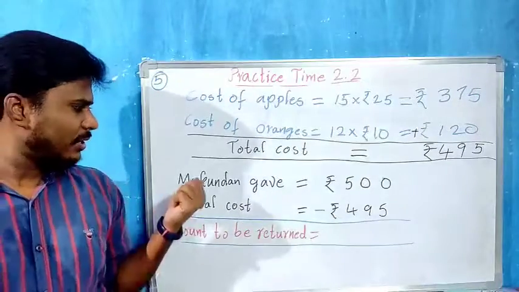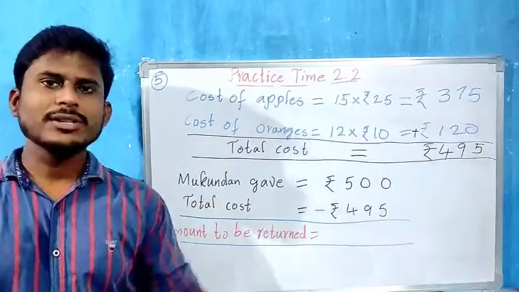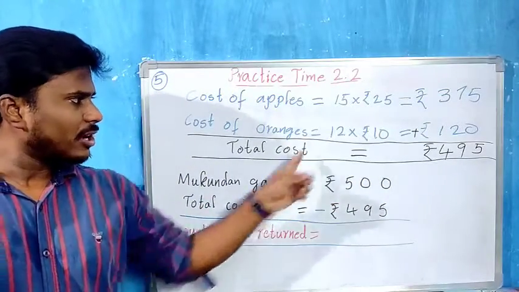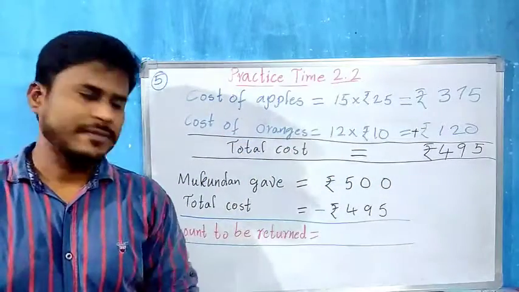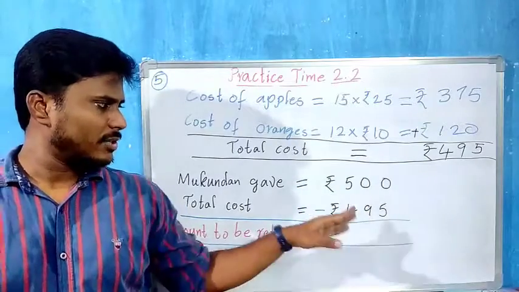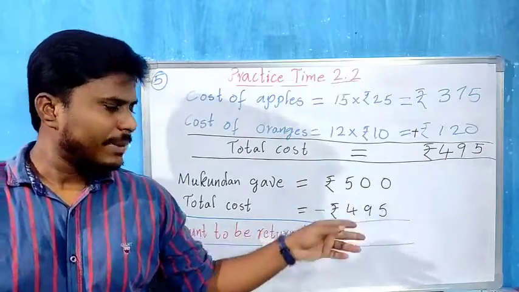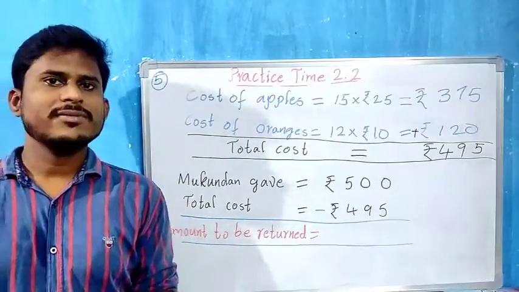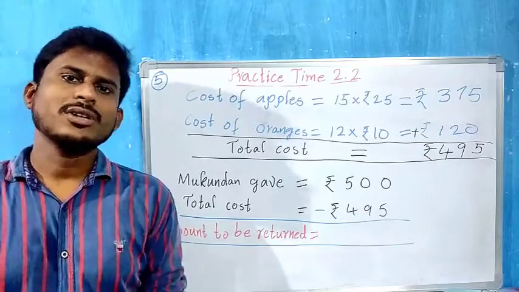So children, see here, Mukundan gave a 500 rupee note. So that is a bigger number, so that will be our minuend, children. The total cost, after adding the cost of apples and oranges, we got 495. So from the bigger number we are subtracting the smaller number. The smaller number is the subtrahend, children. After subtracting we will get an answer, that is our difference, children. That difference will be the amount which has to be given from the shopkeeper to Mukundan, children.